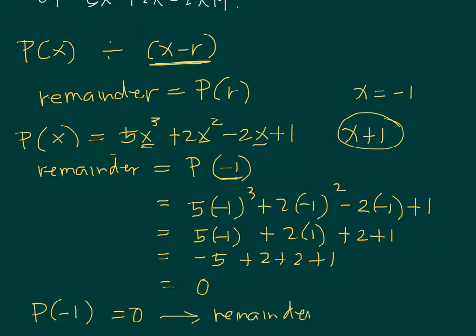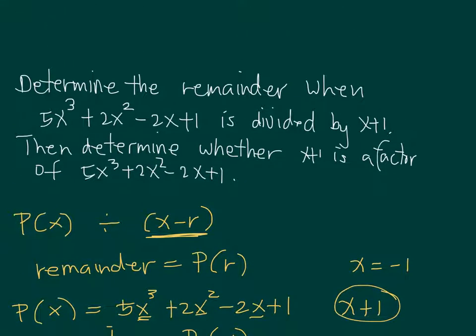However, when the remainder is 0, we simply say there is no remainder. Okay? So it just so happened that it ended up with a 0, but sometimes when you work with polynomials, there will be a non-zero number here, and that will be the remainder. And that will lead us to the second question, because we want to determine whether x plus 1 is a factor of 5x cubed plus 2x squared minus 2x plus 1.